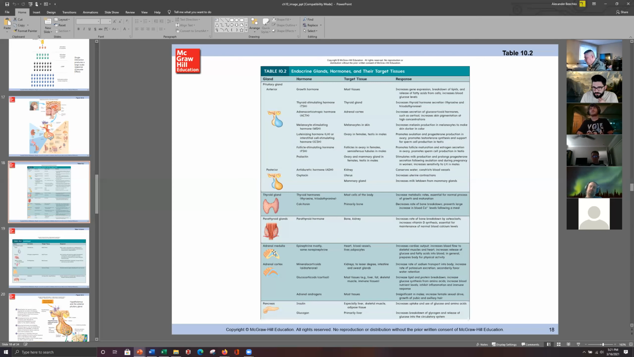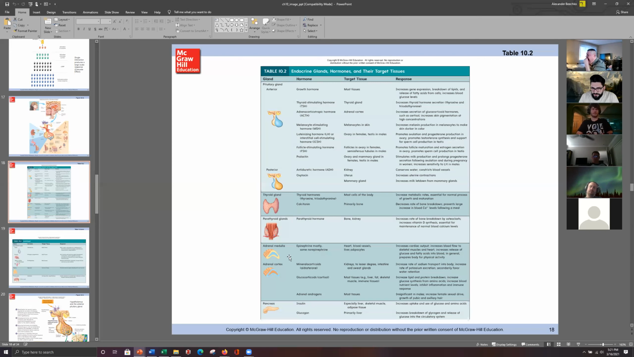And then we've got the adrenal medulla and the adrenal cortex. So the adrenal medulla secretes epinephrine mostly and secretes some norepinephrine. It acts on the heart, blood vessels, liver, and adipocytes, or fat cells. It can increase cardiac output, increases blood flow to the skeletal muscles and the heart, increases release of glucose and fatty acids into the blood, and in general prepares the body for physical activity. That's what epinephrine is used for.